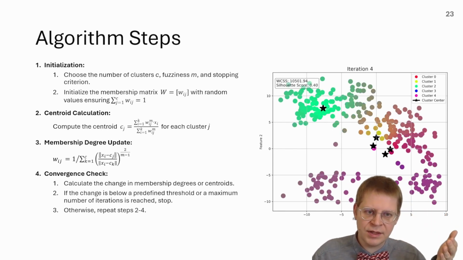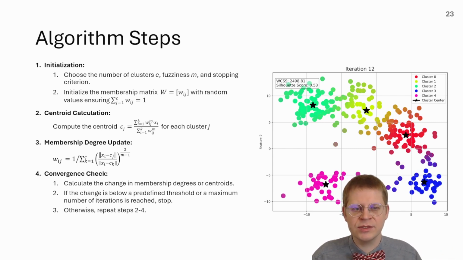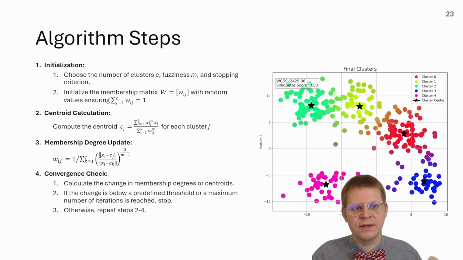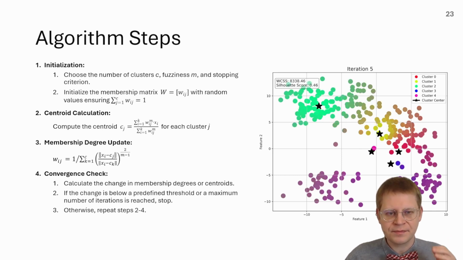Fuzzy C-Means clustering is a soft clustering algorithm. It allows each data point to belong to multiple clusters with varying degrees of membership. Let us break it down into the steps. The first step is the initialization.